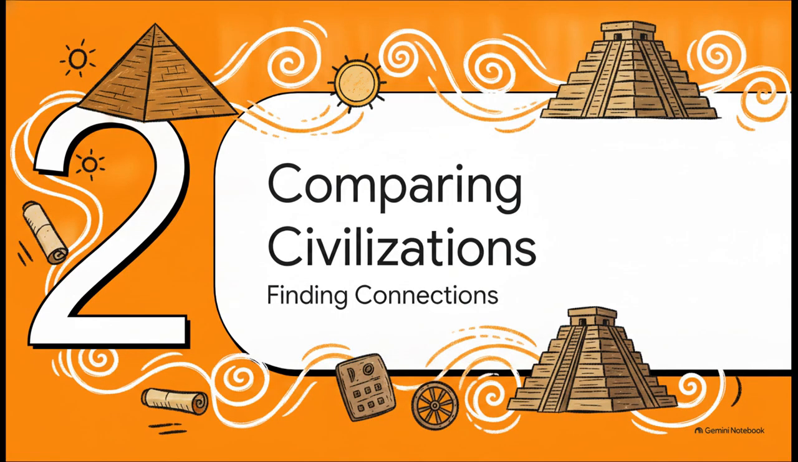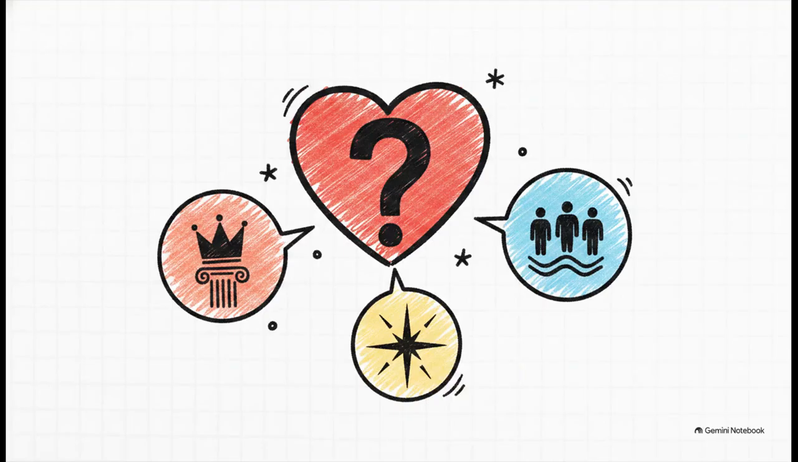Section 2. Comparing early civilizations, finding connections. So the whole thing really hinges on this essential question right here. How did ancient societies solve problems of power, belief, and community? This is the beating heart of your entire unit. Whenever you look at a map or read a primary source or examine an artifact, I want you to ask yourself, how does this help answer that big question? That is exactly what gives your historical research a deep, meaningful purpose.